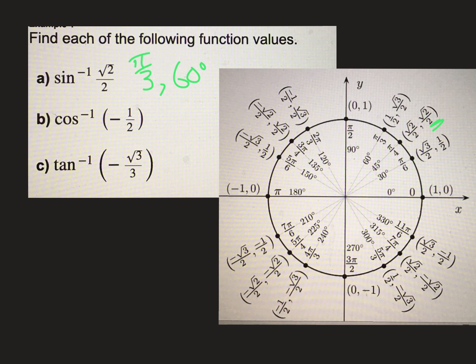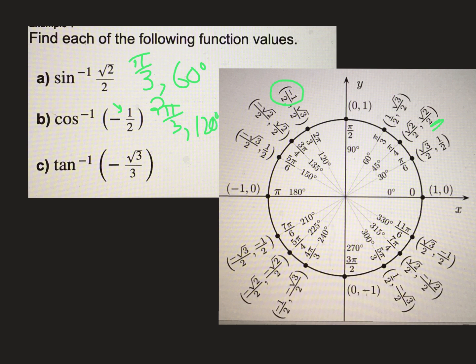Then part B says inverse cosine of negative a half. Cosine, you use quadrant 1 and quadrant 2. And because this is negative, we're going to go quadrant 2. In quadrant 2, I'm looking for x. Where's x negative a half? Right there. Where is that? 2 pi over 3, and 120 degrees.